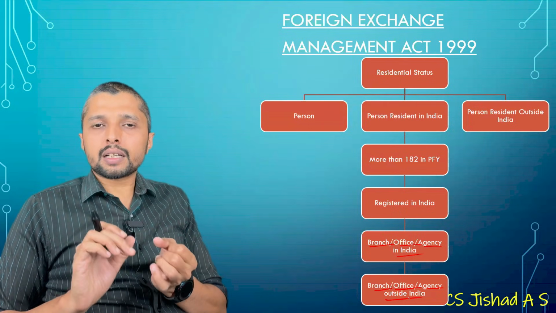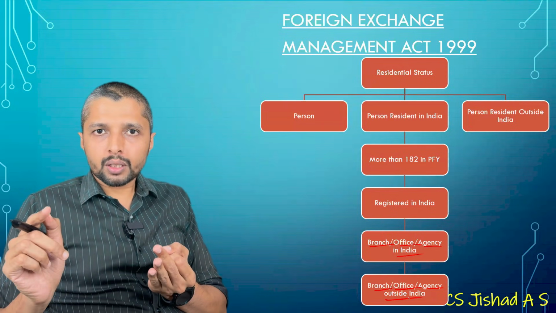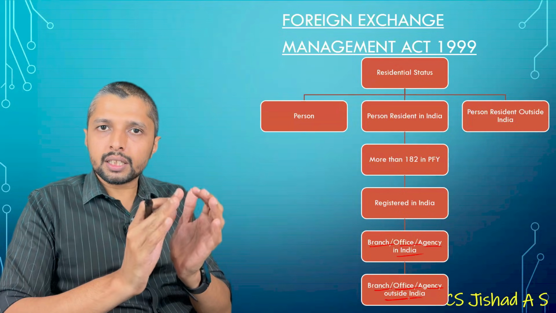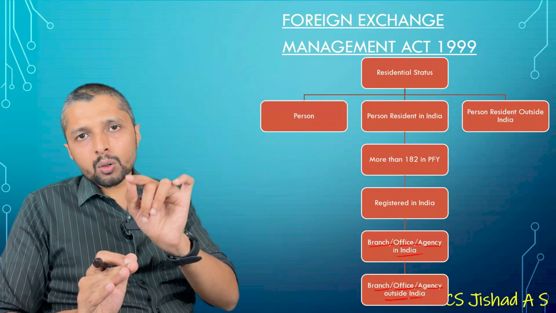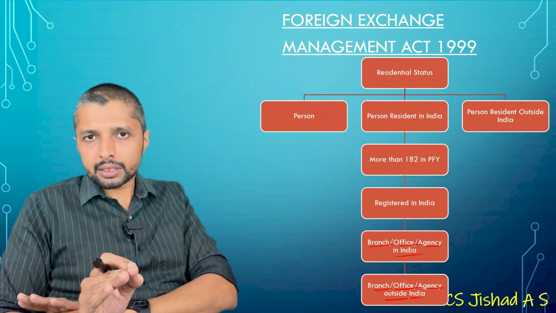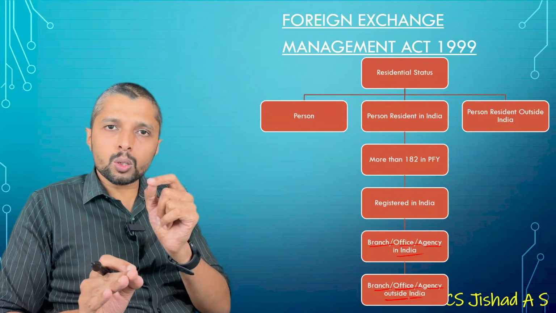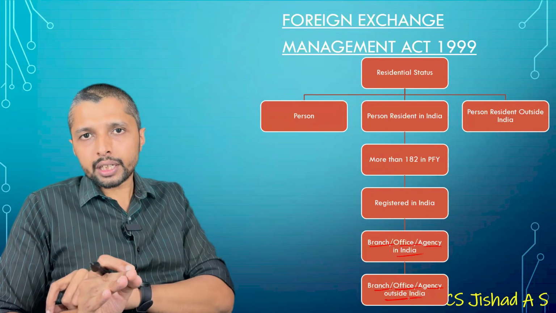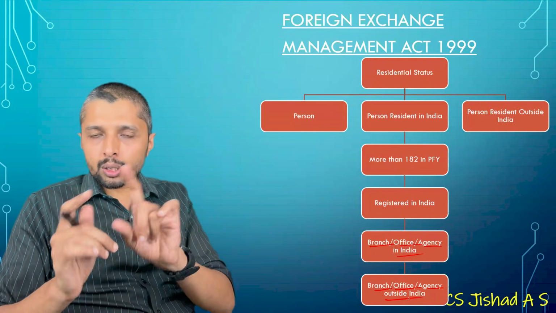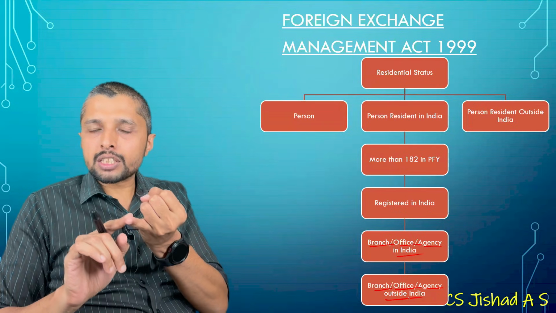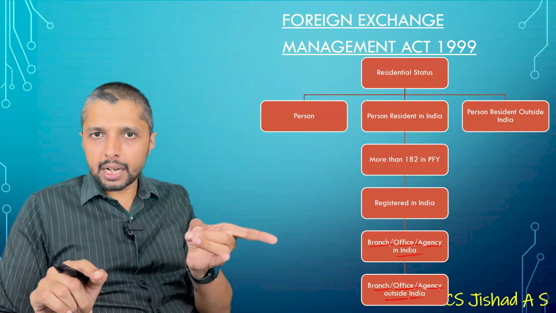Number 3 is a branch, agency, or office in India which is owned or controlled by a PRI; it will be treated as a person resident in India. In the other case, a branch, office, or agency outside India owned or controlled by a PRI will also be treated as a person resident in India. So there are two situations: either a branch, office, or agency in India owned or controlled by a PROI.